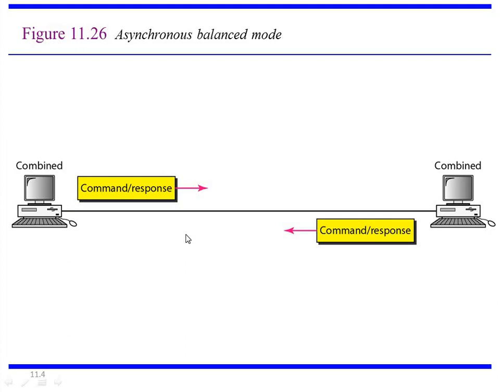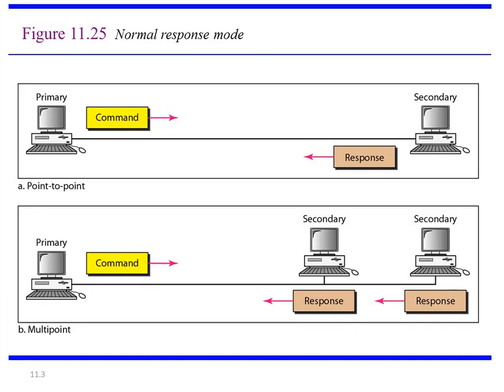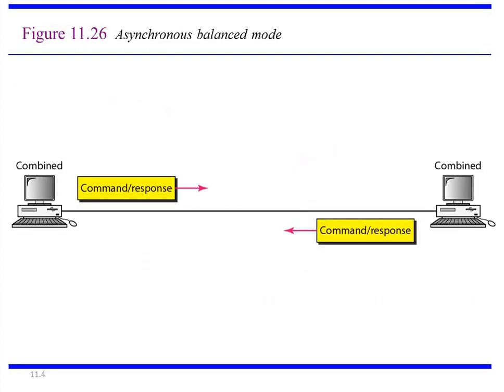So this is how the balanced mode operates. There are two operating modes in which SDLC can be operated. The first one is normal response mode, where only one-way communication is there, one at a time. And the second one is asynchronous balanced mode, where the communication is balanced and both operate in combined operation mode, that is command as well as response mode.